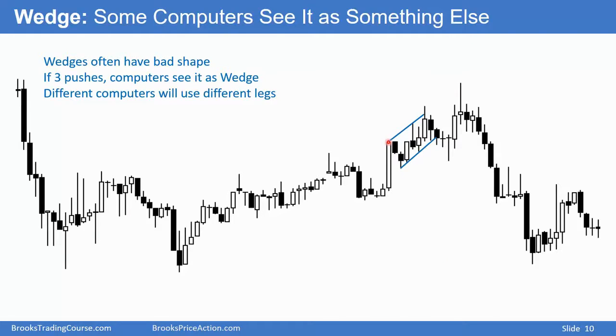A bull breakout and 3 pushes up, so a small wedge top. Other computers will say, well, maybe the wedge top is 1, 2, 3, and we did not quite reach the third touch of the line. Maybe you want to call it an expanding triangle top. I don't know, but some computers will see the 3 pushes as 1, 2, 3. Other computers will say 1, 2, 3, and not call it a wedge, simply call it a bull channel. And then look for a reversal down, especially a second reversal down. First attempt, and then second attempt.